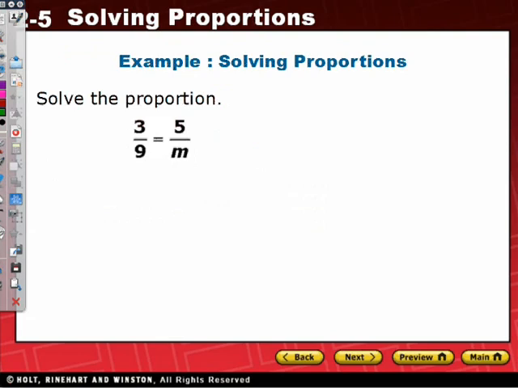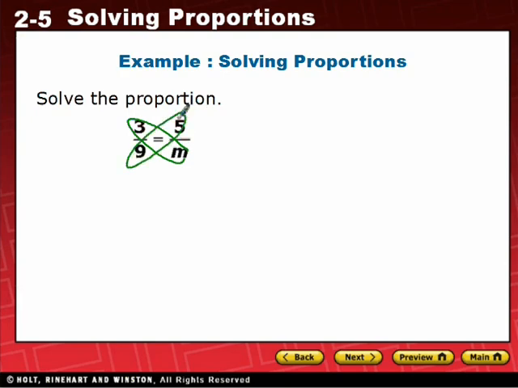Let's do a few basic ones. Write this down somewhere on page 26 or 27. We're going to multiply across the diagonal. This should feel very familiar. 3 times m equals 9 times 5. Normally I just do that part in my head, so I would just really start normally with 3 times m equals 45.